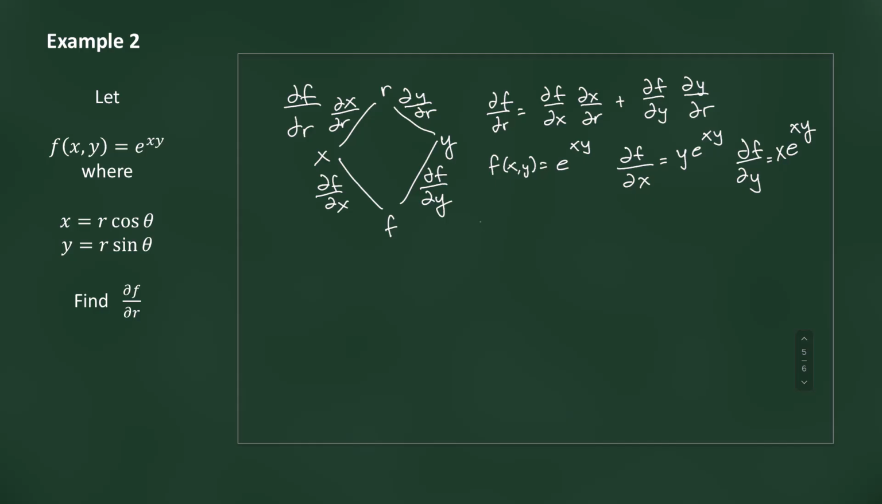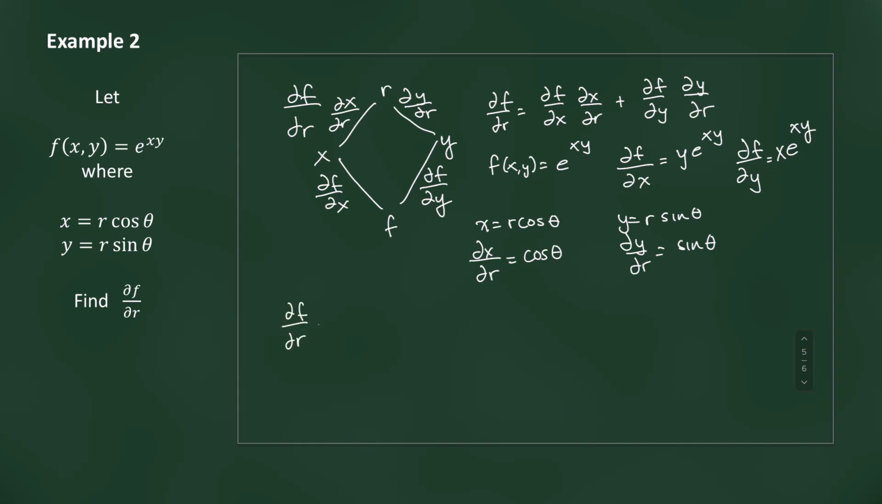Then let's look at the partial of x with respect to r. So x is r cosine theta and y is r sine theta, so the partial of x with respect to r, now we're holding theta constant, so we just get cosine of theta, and the partial of y with respect to r is going to be sine of theta. All right, so now we're going to put all of our pieces back together.